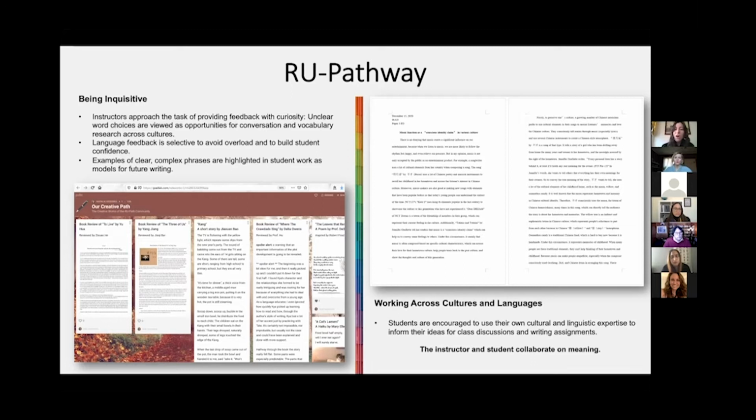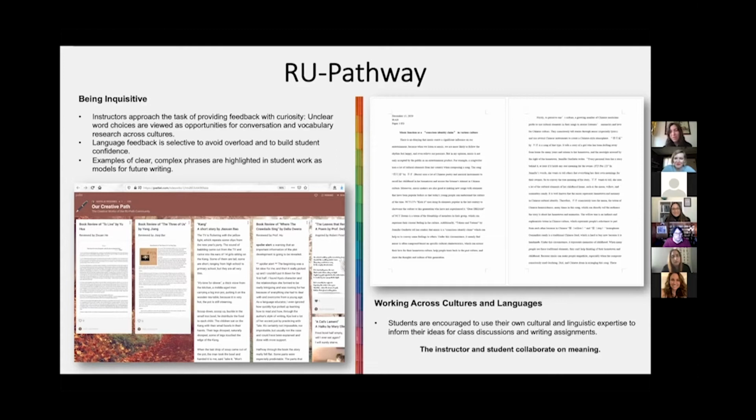Our Creative Path. So this is just a screenshot of the blog so far. I'm still populating it with student work. They're writing poems, book reviews, many different types of writing. The link will be available on our RELI website very soon, so I can't wait to share that with everybody in a more official way.